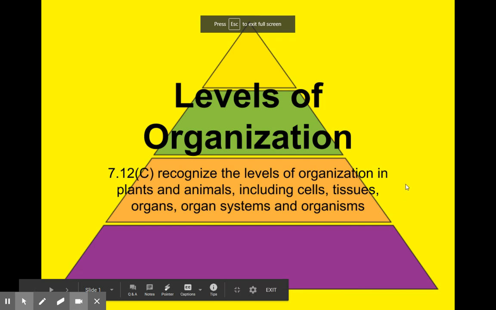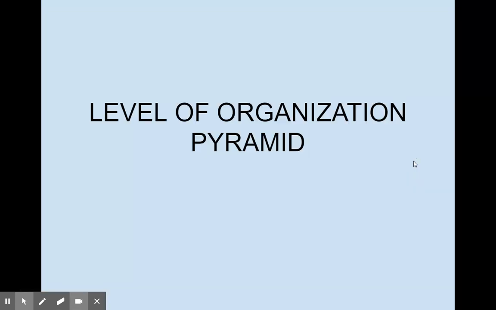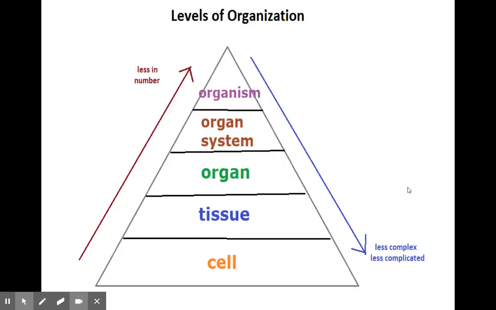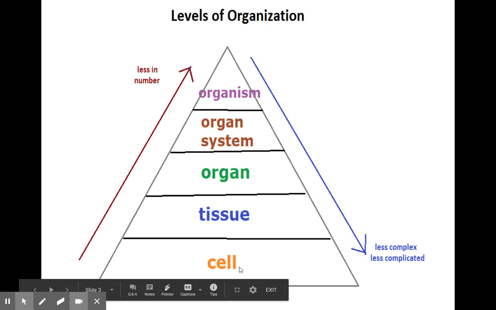Okay, so let's take a look at this. Levels of organization. We're going to use the pyramid first here. So levels of organization, the basic unit of life starts with a cell. When the same types of cells work together, they make tissues. So let's say a muscle cell. Muscle cells work together to make a muscle tissue.